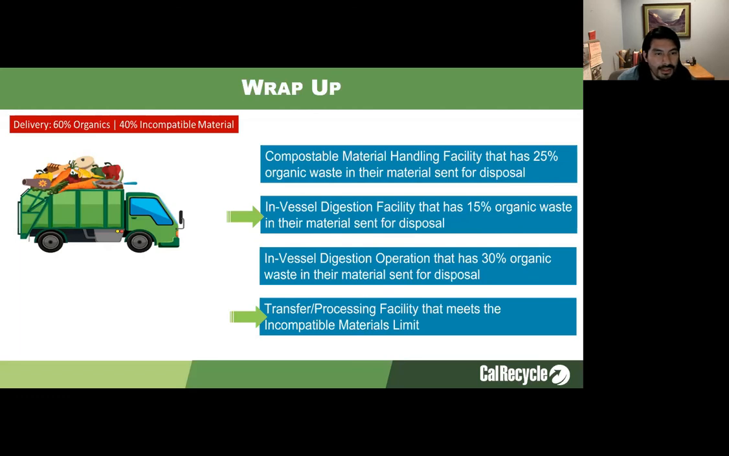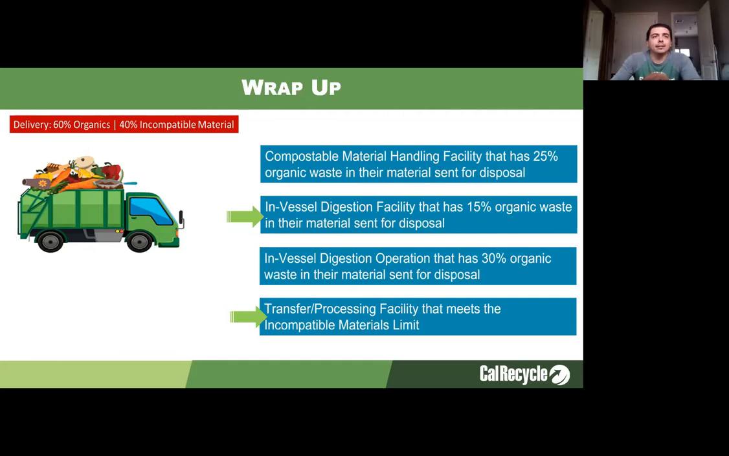It's not the first one because 25 is over 20. And it's not the third one because 30% is still above 20. So let's see how many folks got that right. So out of the 26 responses, it looks like we got 5 that selected both answers. Looks like 18 only had the transfer processing facility as the right answer. So yeah, as Martin said, the in-vessel should also count as additional quality standards since it has less than 20% in its material sent for disposal.